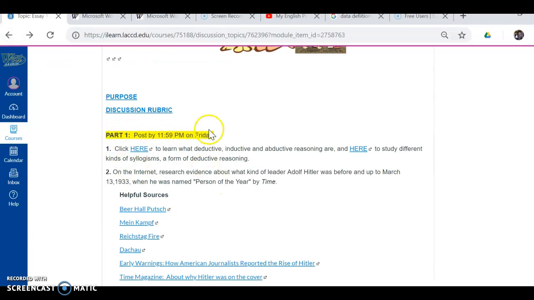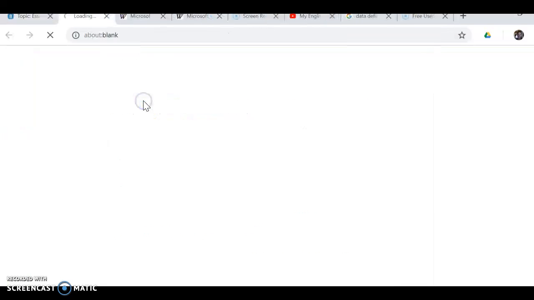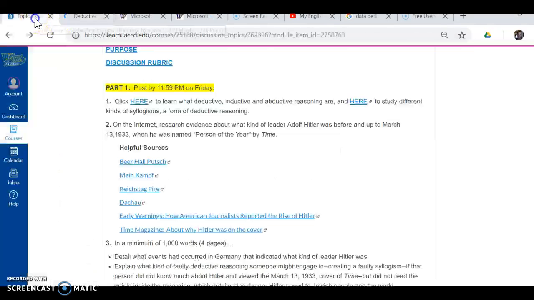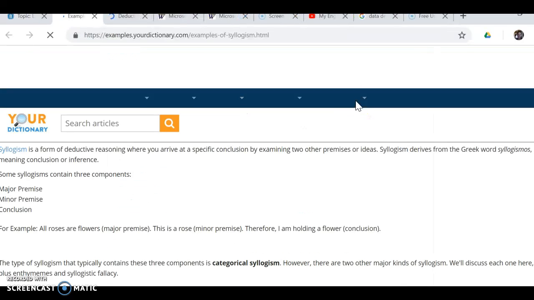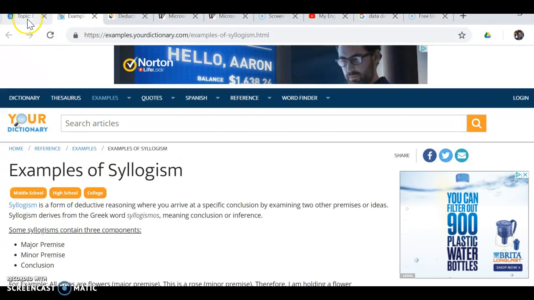So let's read part one together. I am not going to read the discussion rubric with you. You can click on it and find out how I evaluate the assignment here. Okay, so part one. Click here on this link to learn what deductive, inductive, and abductive reasoning are, and here to study different kinds of syllogisms, a form of deductive reasoning. So let's click here to show that this link is active, and then let's click here to show that this link about syllogisms is also active.